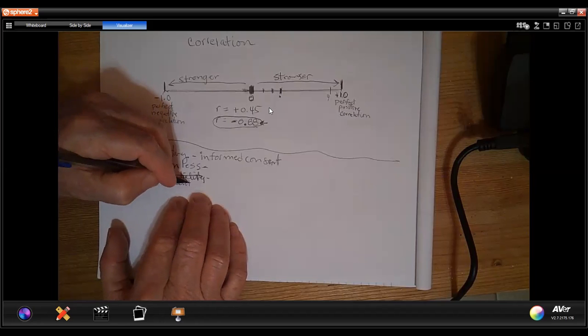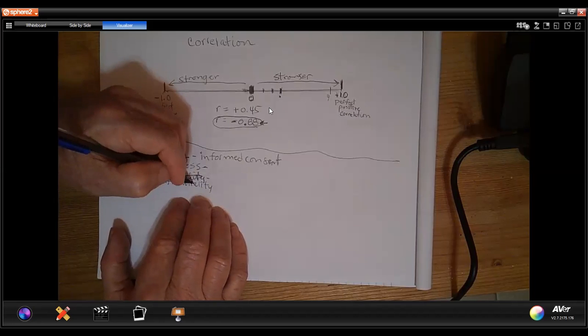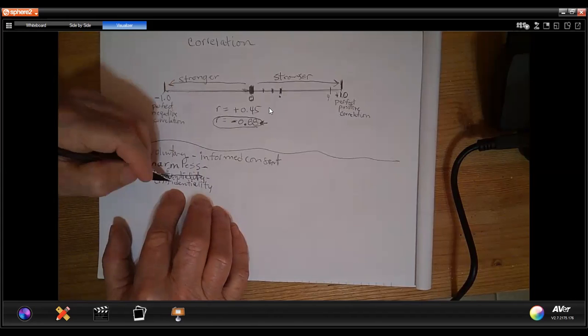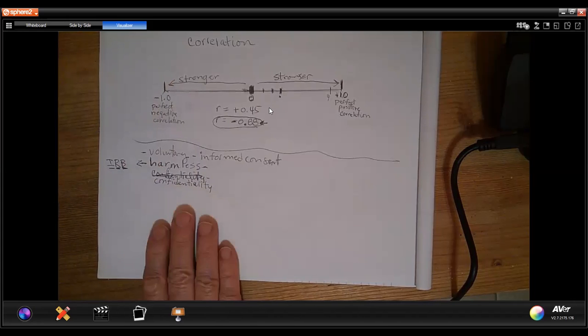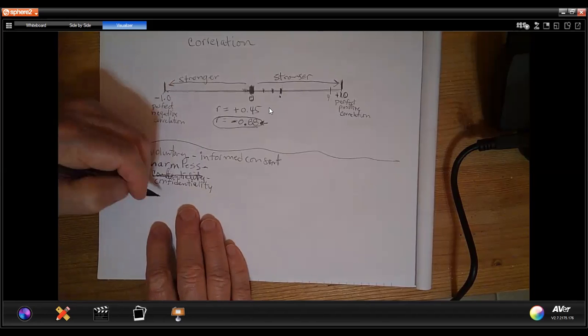Confidentiality. Any information that is collected about the person must be safeguarded so that it cannot be connected with the person it belongs to. Okay.